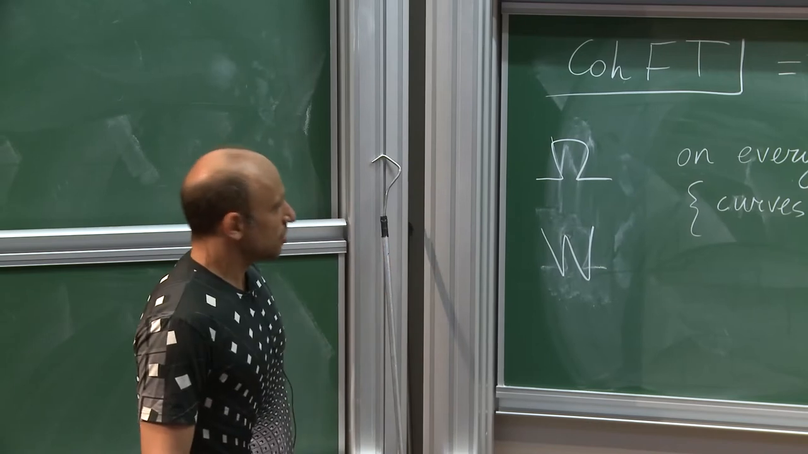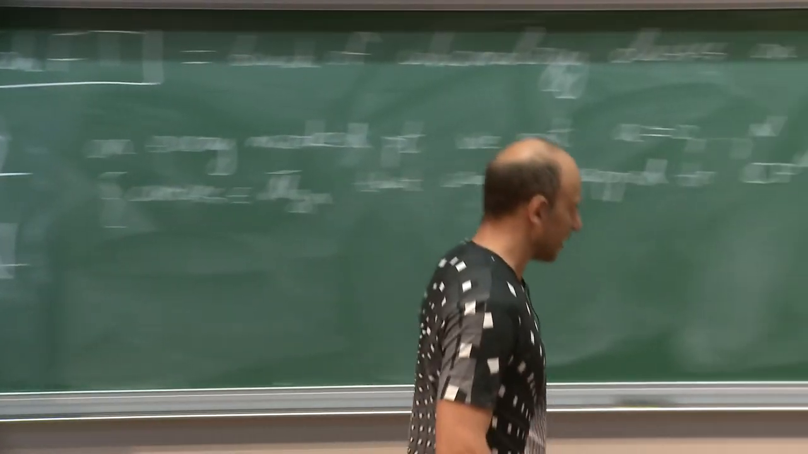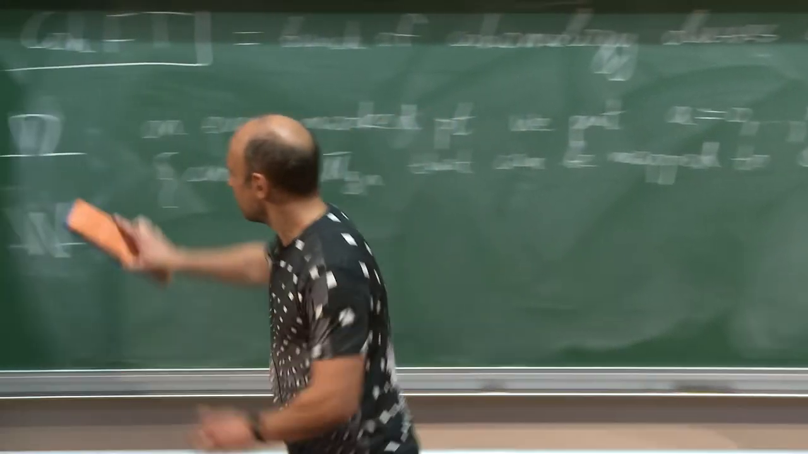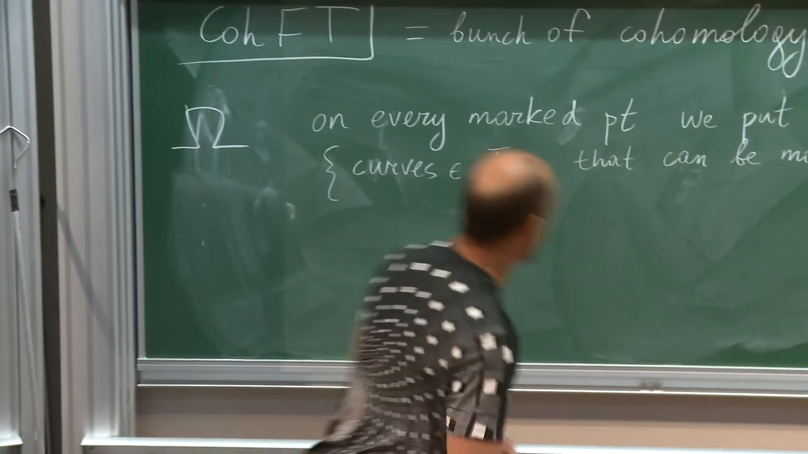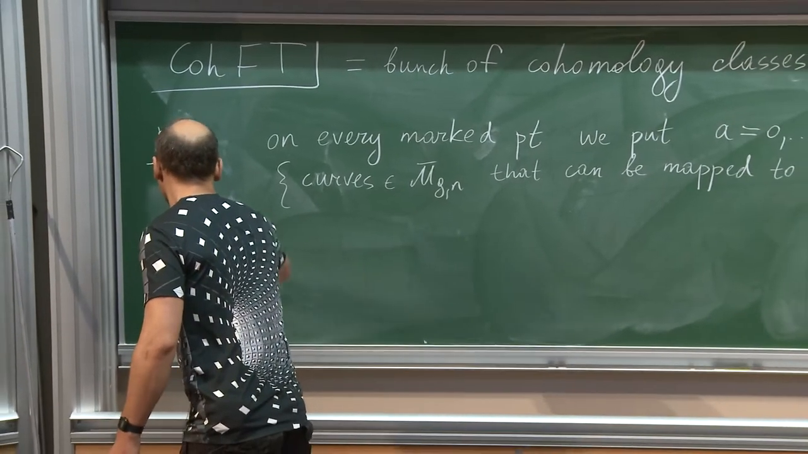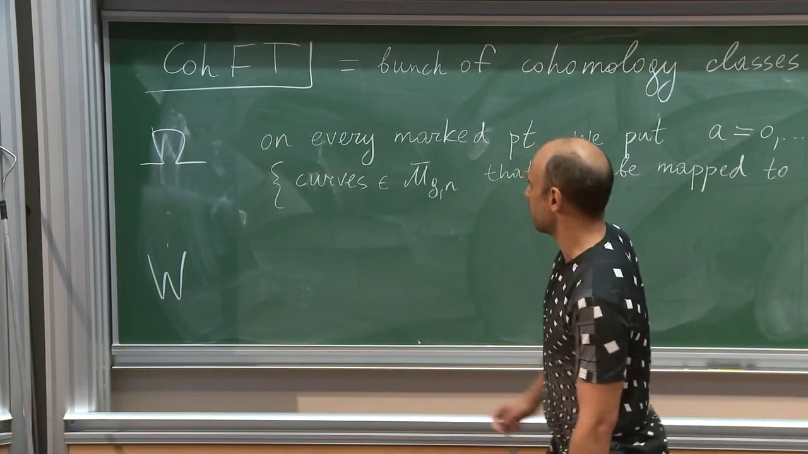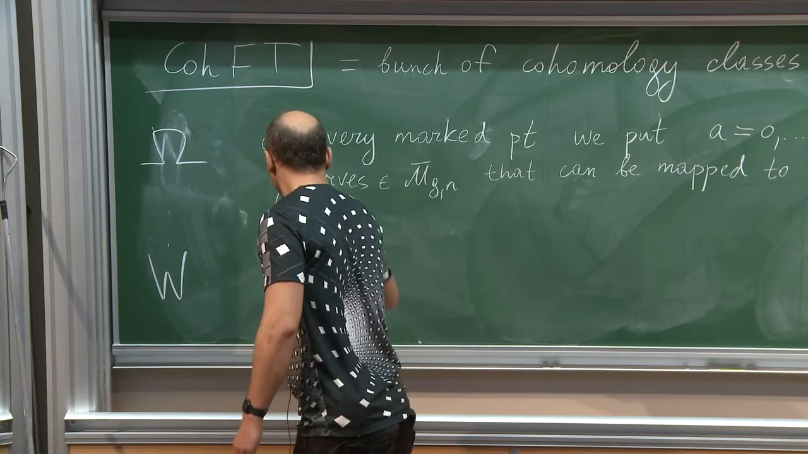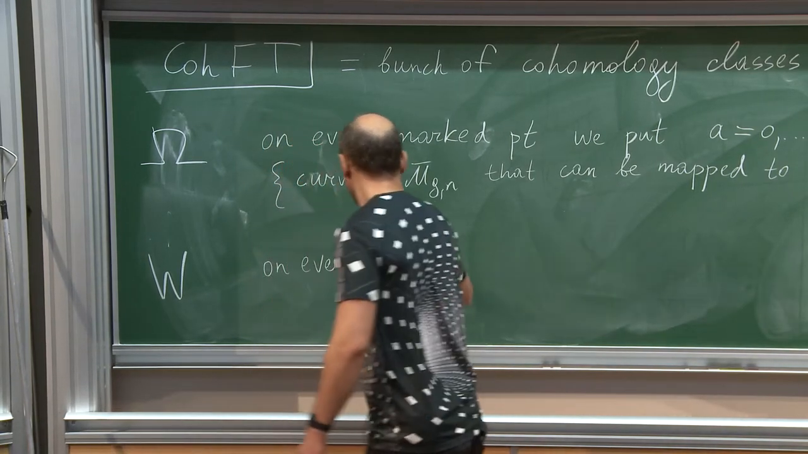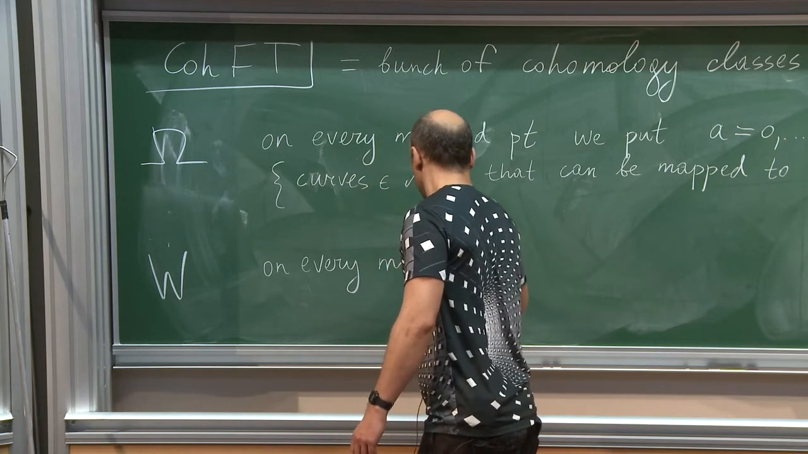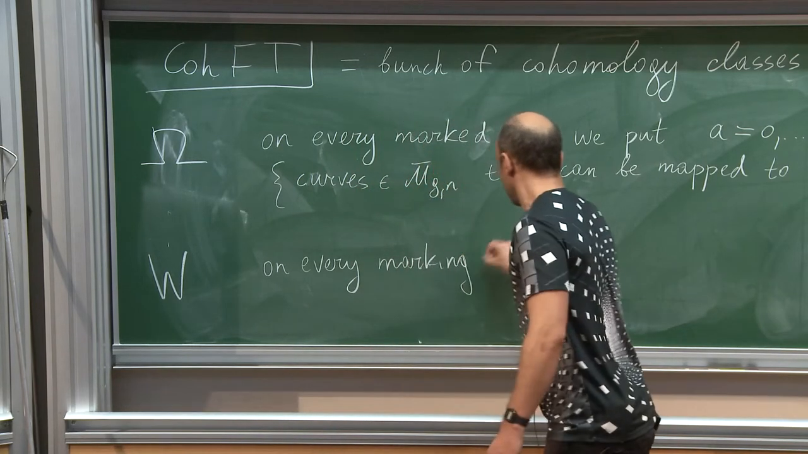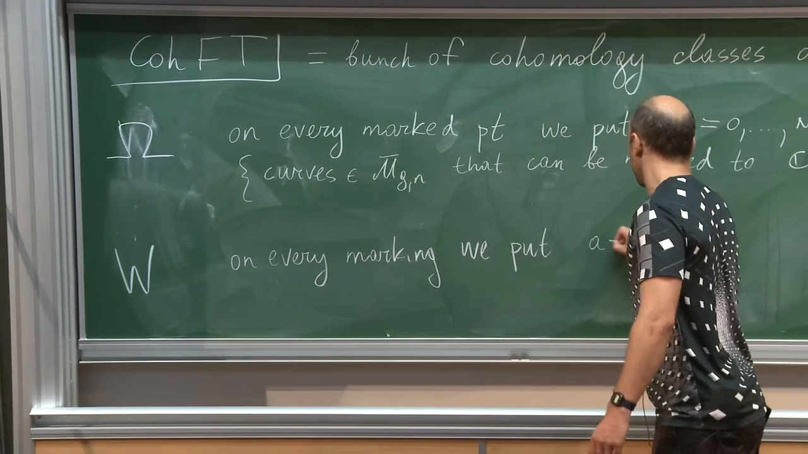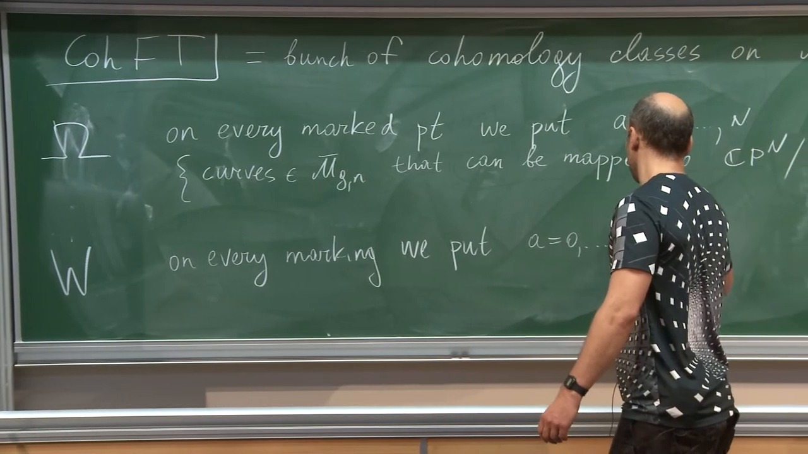Okay, so Witten's class works in a similar way, except that the cycle you get is completely different. But the framework is very similar, which is why they are both cohomological field theories. They satisfy the same property. So on every marking, here we put a remainder, again we put an A from 0 to r minus 2.